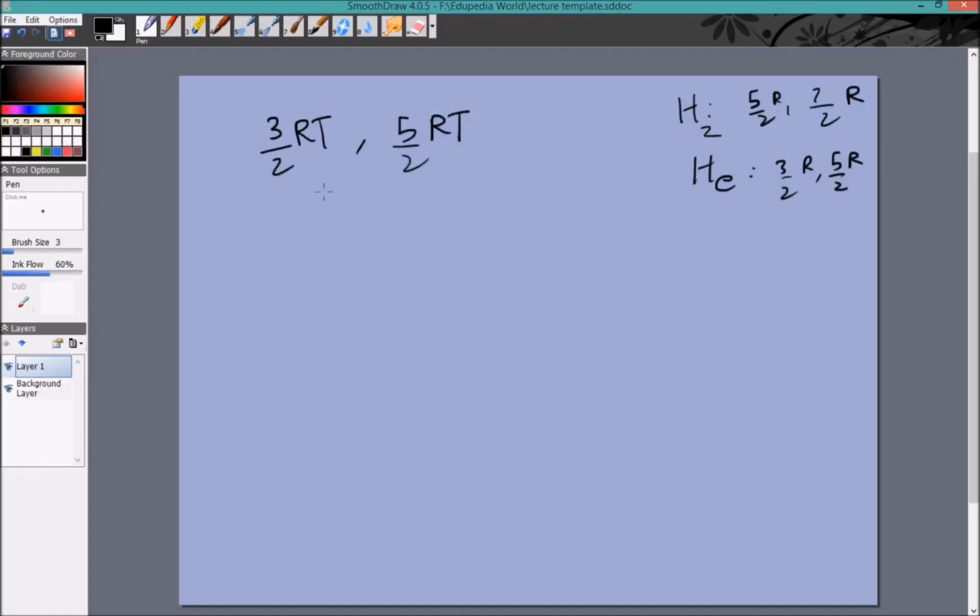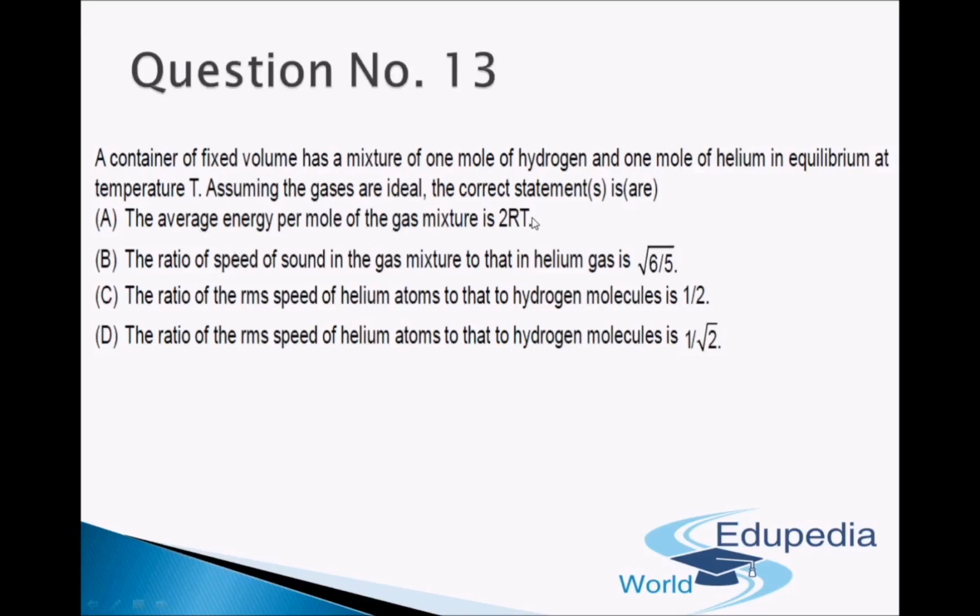Since both of them are in equal amount, that is 1 mole each, the average will simply be the average of these two, so the average energy is 2 RT. If hydrogen was present in more moles than helium, then we would have to take a weighted average, but it is simply N into this plus N into this divided by 2N. So option A is correct. The average energy is indeed 2 RT.